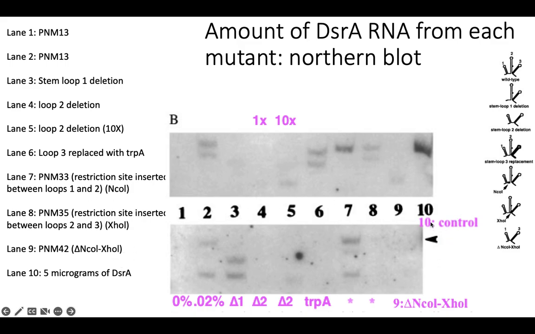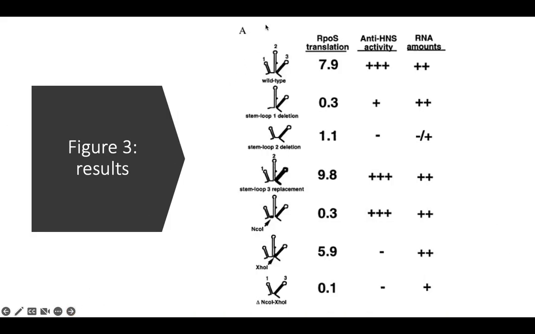And under lane 10, this is our control. We just have 5 micrograms of DsrA RNA, ordinary old wild type. Oh, I think I skipped over lane 9 here. What we did was delete the region between the two restriction sites. So we basically deleted loop 2 with a little bit more deleted as well.